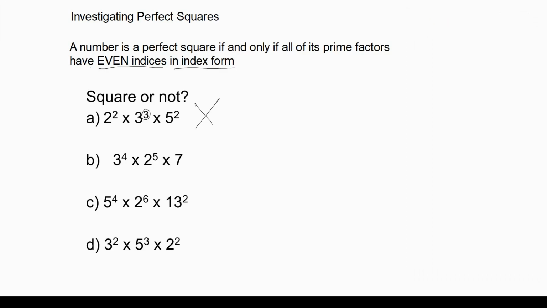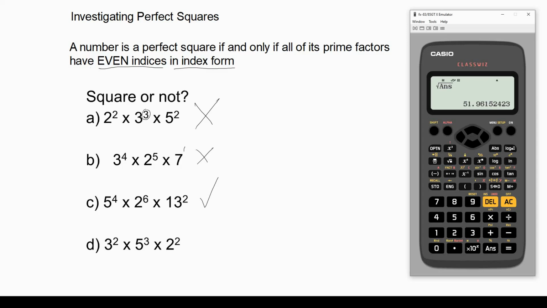Now, for the second one, I can see I've got 3 to the 4, 2 to the 5, 7 to the power 1. It's definitely not a square number because only the 3 has an even power. They all need to have even powers. The C, that is definitely a square number because all of the indices are even, and I'll just show you if I work out the square root of that number, it will be a whole number, which proves that the number is a square. I get a whole number when I square root, which means that we have a square. Lastly, we can see straight away it's not a square number because the second number in the expansion, the 5, has an odd power.